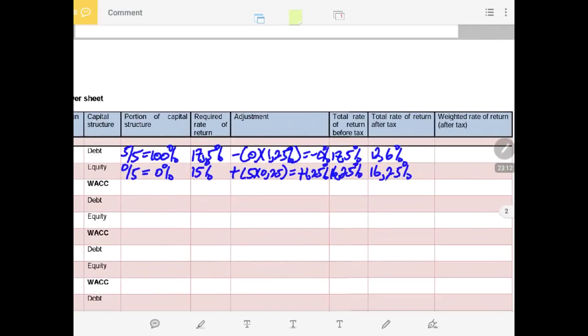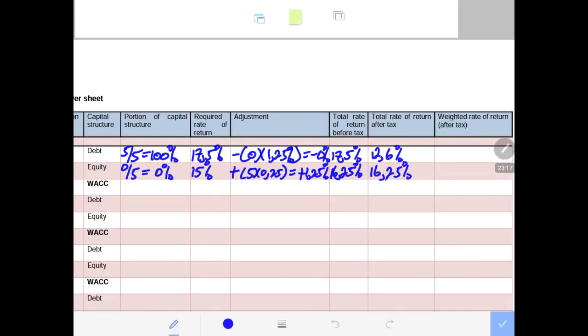Then we go to the weighted average cost of capital. Weighted average cost of capital, it is the portion of the capital structure minus the cost of the return after debt, after tax has been accounted for.